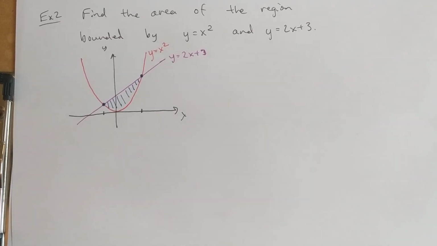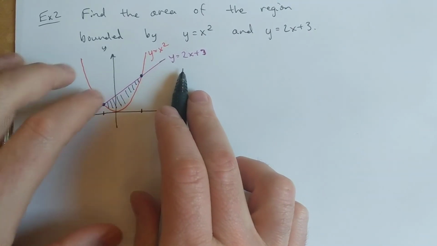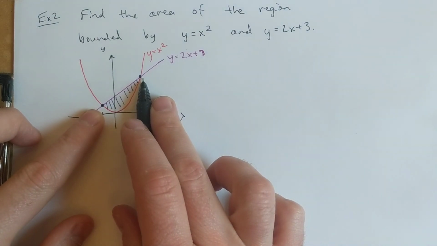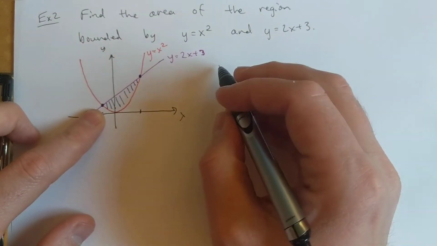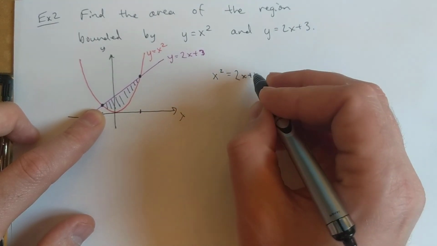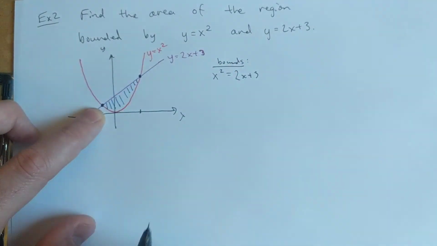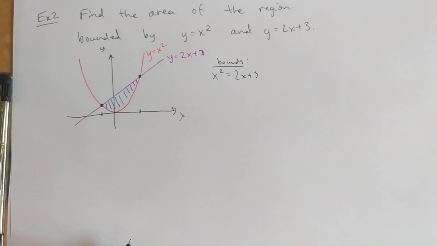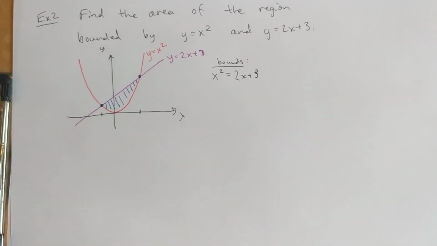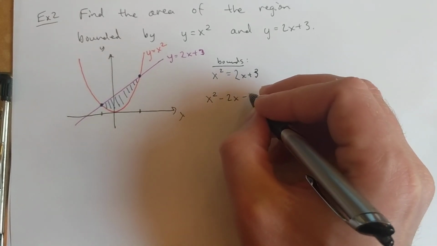So the easiest way to find these using algebra is to set these equations equal to each other. So if we assume the y values are equal, which they'd have to be in order for these two curves to intersect each other, then we can set x squared equal to 2x plus 3. So we're finding the bounds, and solve this equation, and these x values we get will be the bounds that we're going to use for our integration. Okay, so let's subtract 2x and subtract 3.